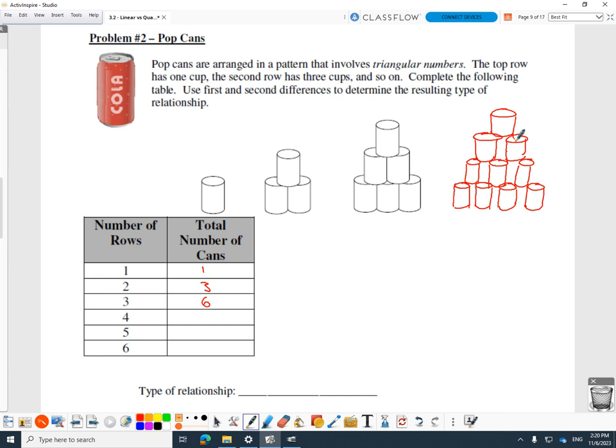Here's my terrible picture of the next one. How many total is there? 10? 10. Anyone have a way to explain this without me having to draw the next picture?